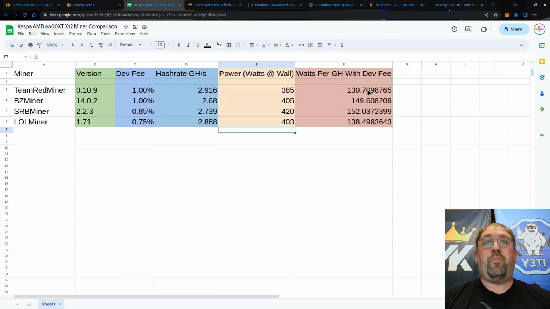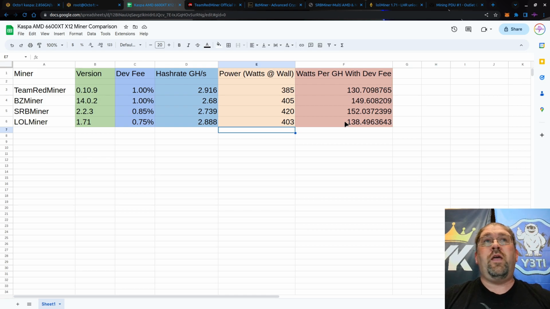So, starting with TeamRedMiner, 130.71 watts per gigahash. That takes into effect, they also had the highest gigahash rating for the whole rig. Their dev fee is the highest with BZMiner at 1%, but at the same time, they have their miner really optimized, only 385 watts at the wall, leading us to them being number one.